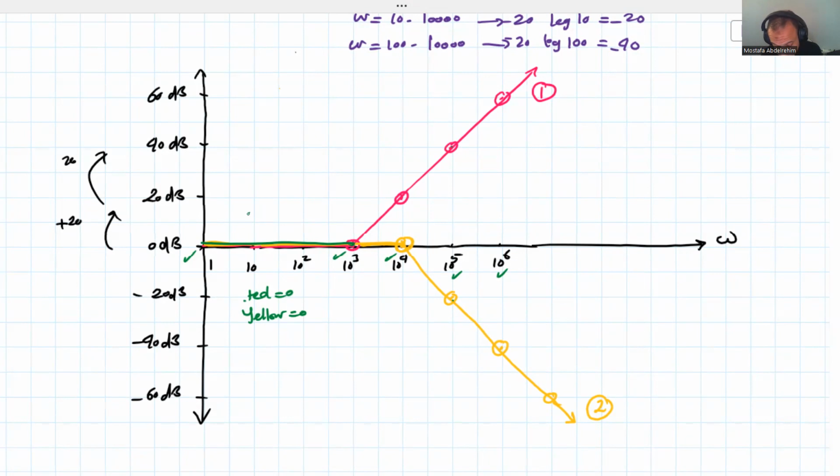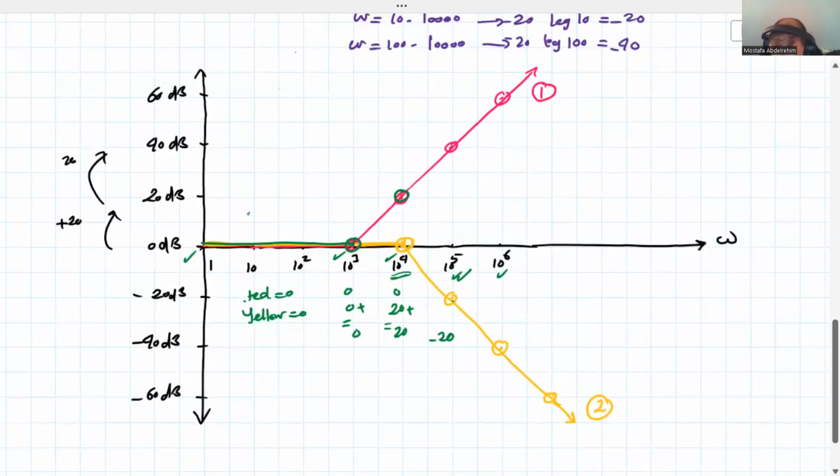At 1,000, again, the yellow is 0, the red is 0. So the addition of both is also 0, that's a point. Let's go to 10,000, 10 to the power of 4. The yellow is 0, but the red is 20. So 20 plus 0 is 20. So that's a point.